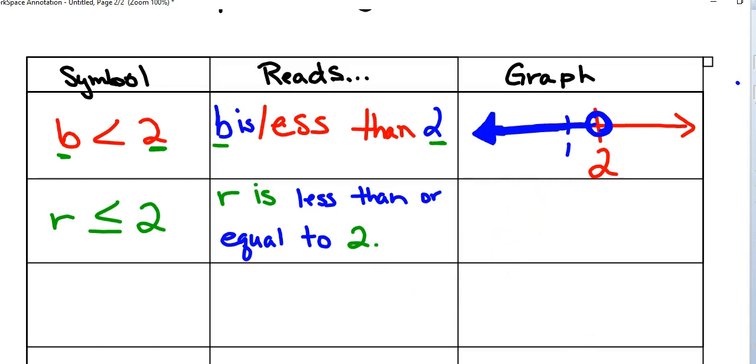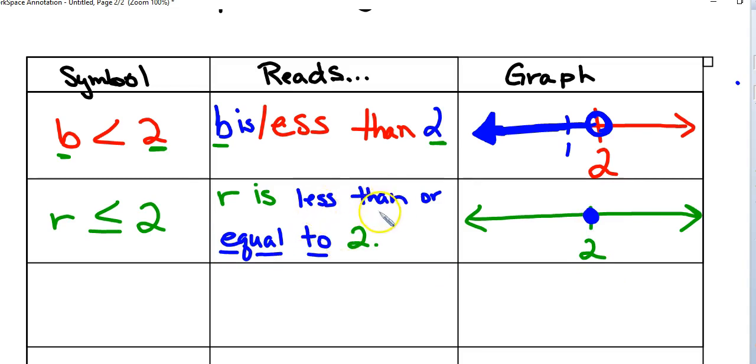Okay. So again, we're going to use that number line to represent all of the possible numbers that R can be. We still don't know what R means or stands for, but what are all of the possible values it could be? Could it be 2? Is R less than or equal to 2? And turns out 2 is equal to 2. So yes, R could be 2. So we're going to have that closed circle. And that takes care of that equal to part.